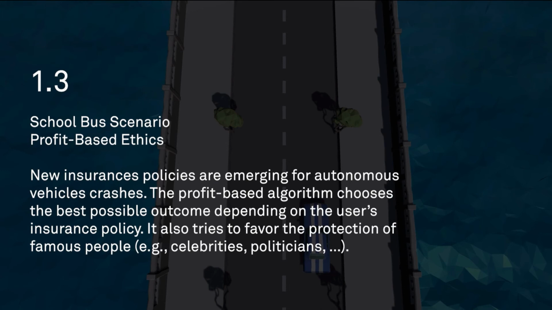This time it's the profit-based algorithm. In this case, new insurance policies are emerging for autonomous vehicle crashes. The profit-based algorithm chooses the best possible outcome depending on the user's insurance policy. It also tries to favor the protection of famous people, celebrities, politicians. I'll stop there because you can watch this video on your own with your students. You can see what happens. I will say that Donald Trump, setting politics aside, makes an appearance.